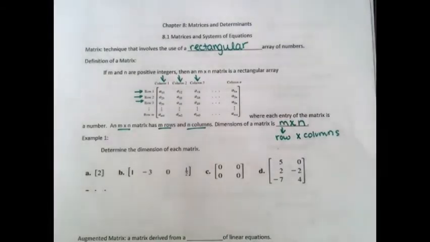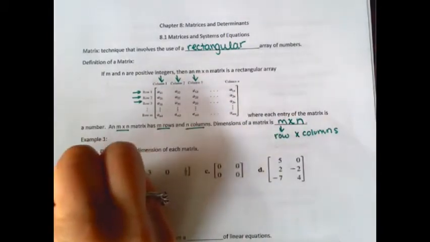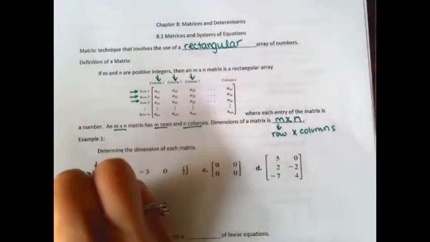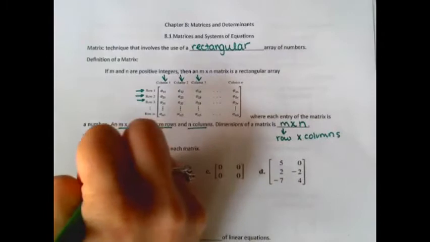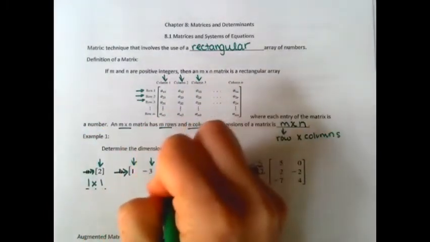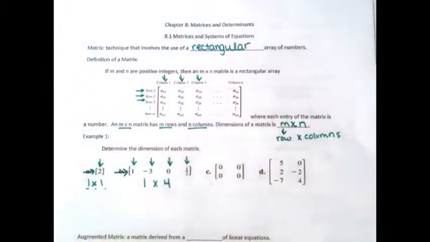Okay. So in example 1, it's just asking us what the dimension of my matrix is, okay? So we look at how many rows we have, how many go left to right, and then how many go up and down. In this case, in A, we have 1 row and 1 column, so this is just a 1 by 1 matrix, okay? In B here, we have 1 row and 4 columns, so this would be a 1 by 4. Okay, so we always go left to right, then up and down.